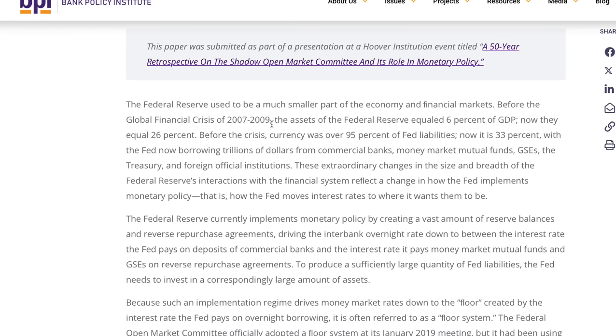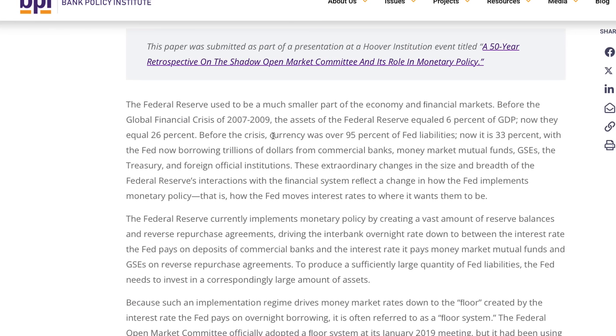And just to end here, I had mentioned that the Fed is worried about kind of inflation risk to the upside. Look at this stat. The Federal Reserve used to be a much smaller part of the economy and financial markets. Before the GFC of 2008, the assets of the Federal Reserve balance sheet equaled 6% of GDP. 6%. Now they equal 26%.